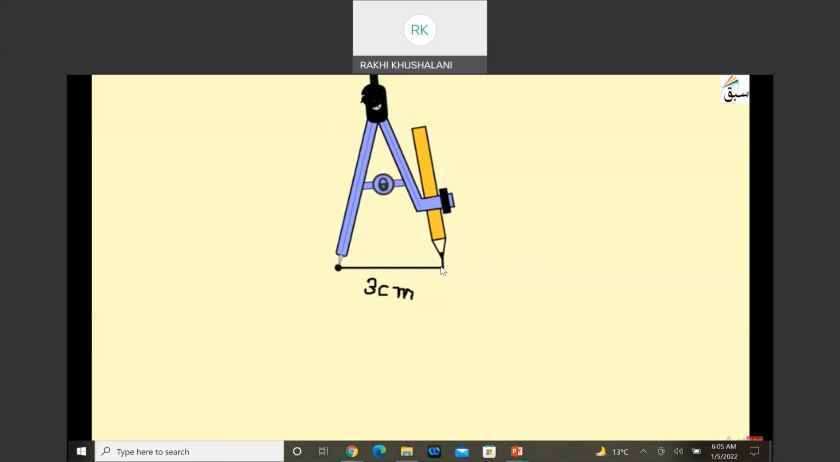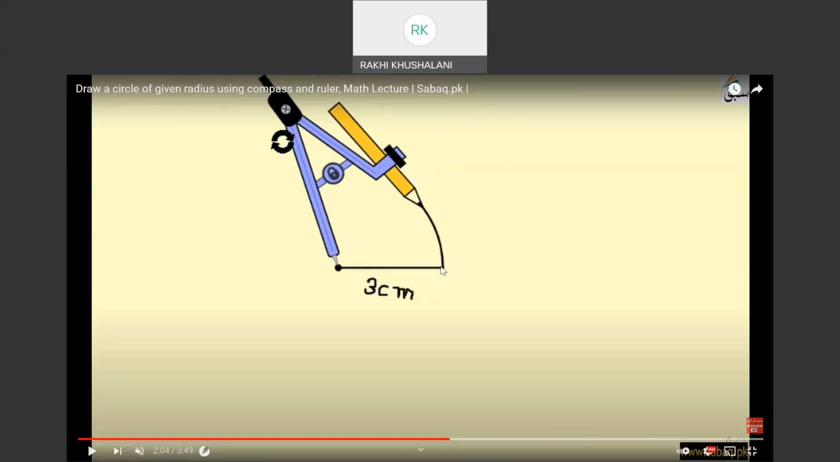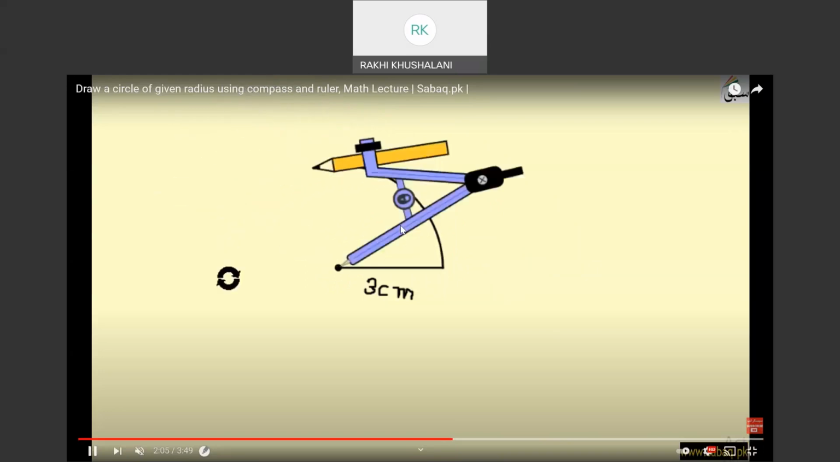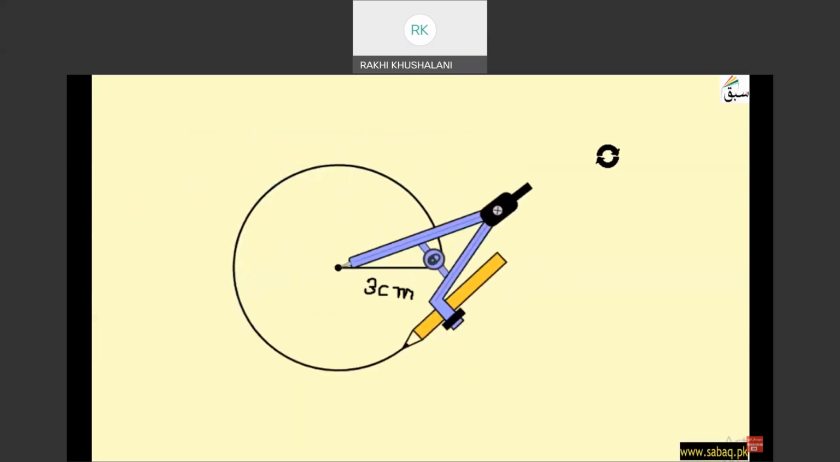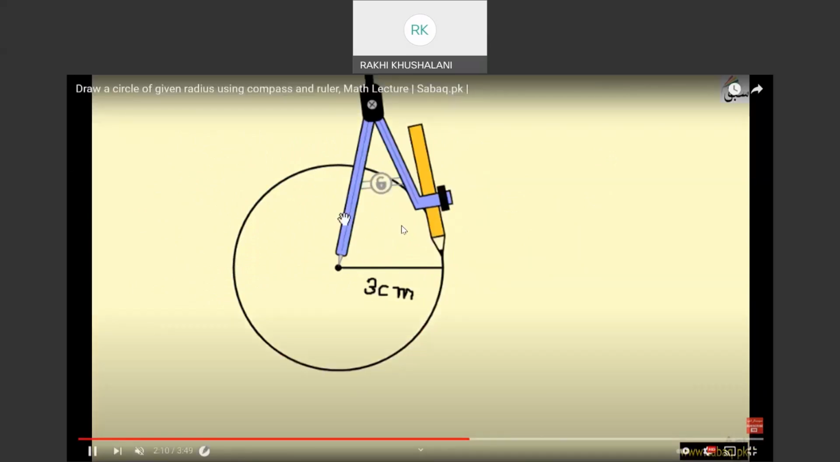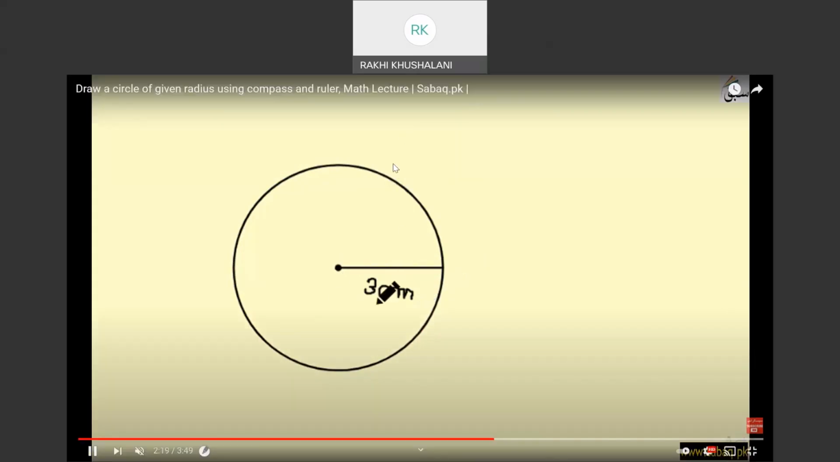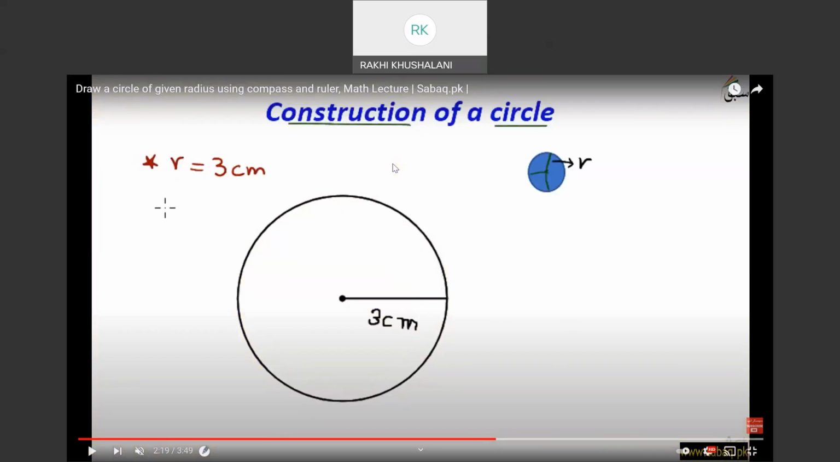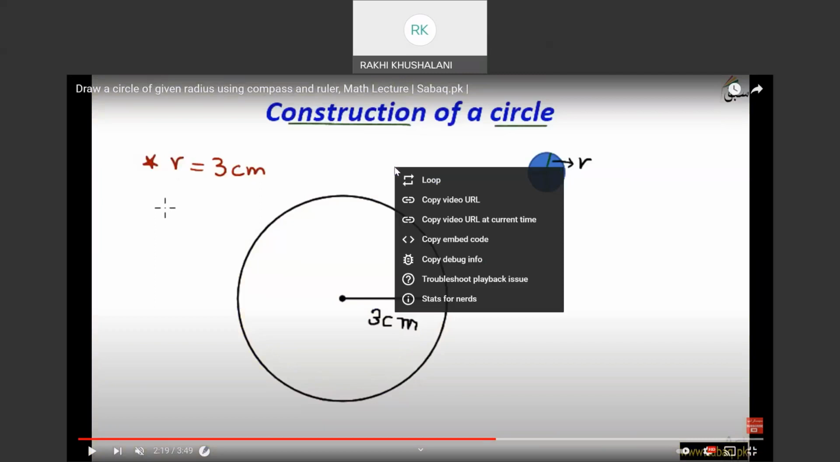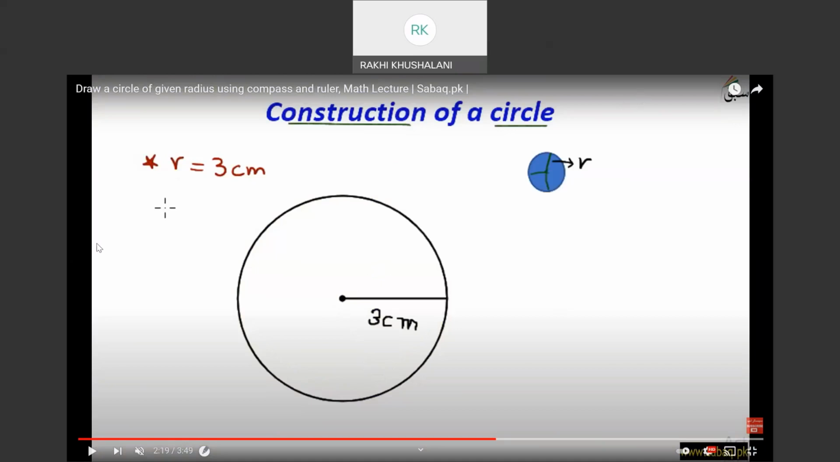Now you can just rotate your, see how it's being rotated. Rotate your compass like this. And here is your circle of radius 3 centimeter. Now here I would like you to make one experiment. That is, you measure any distance. You measure from here to here. Okay, you measure from here to here.